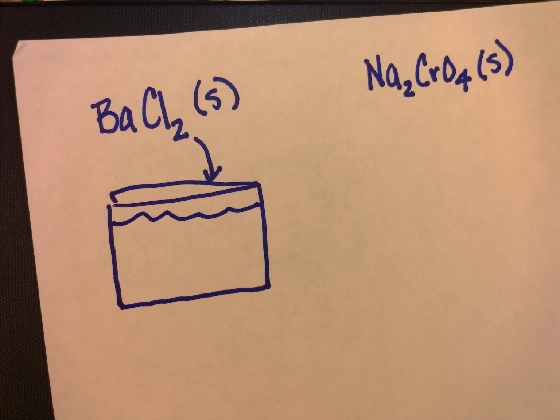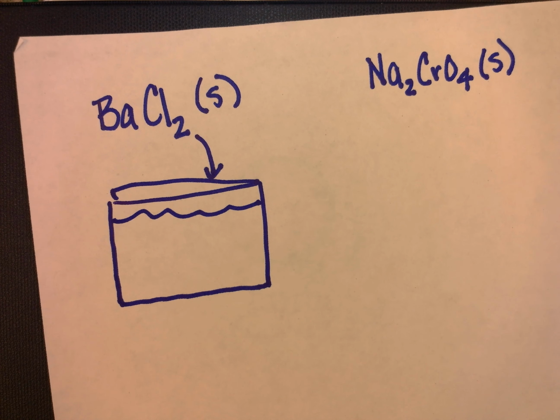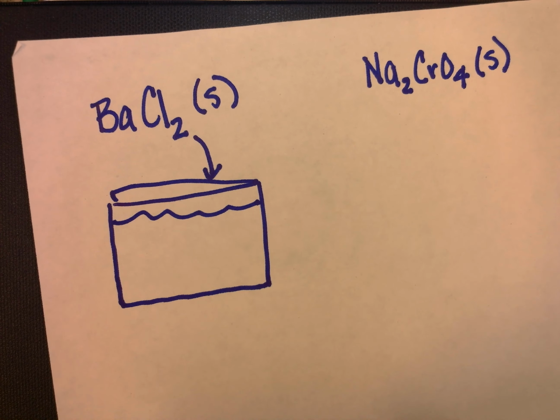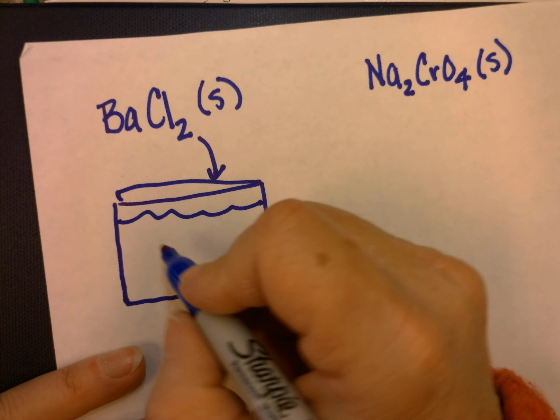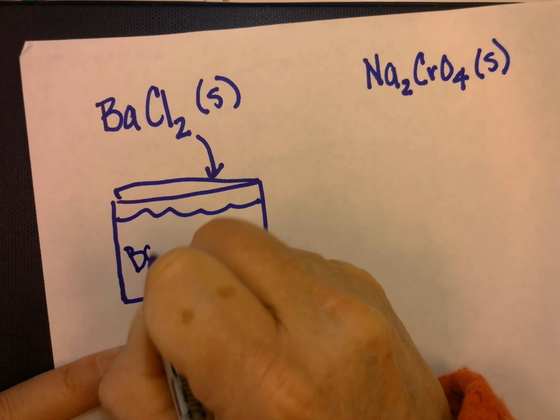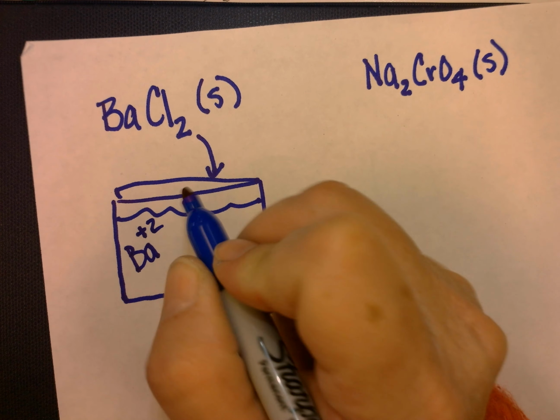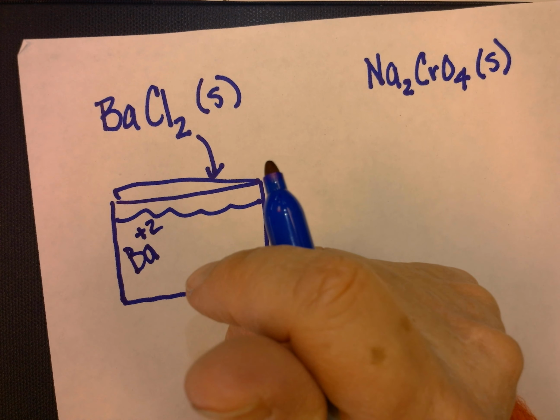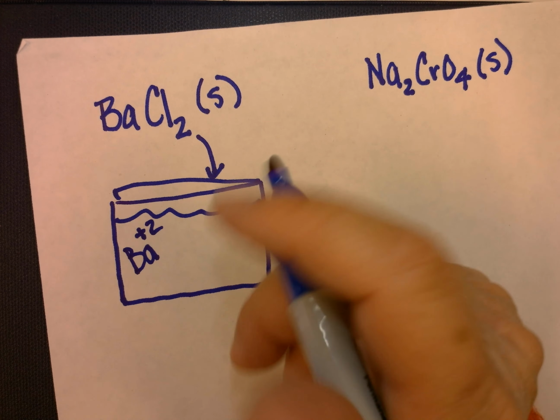And when I do, it is going to dissociate. Oh, we know what that word means now, right? So I'm going to put it in water. It's going to dissociate. And I'm going to get gazillions and gazillions of barium, which has a +2 charge. +1, +2. +2 charge. Okay?